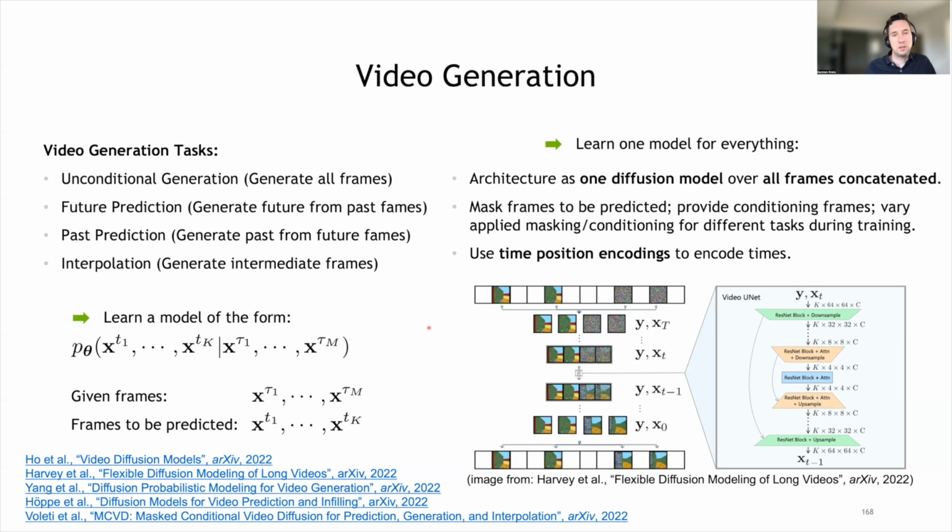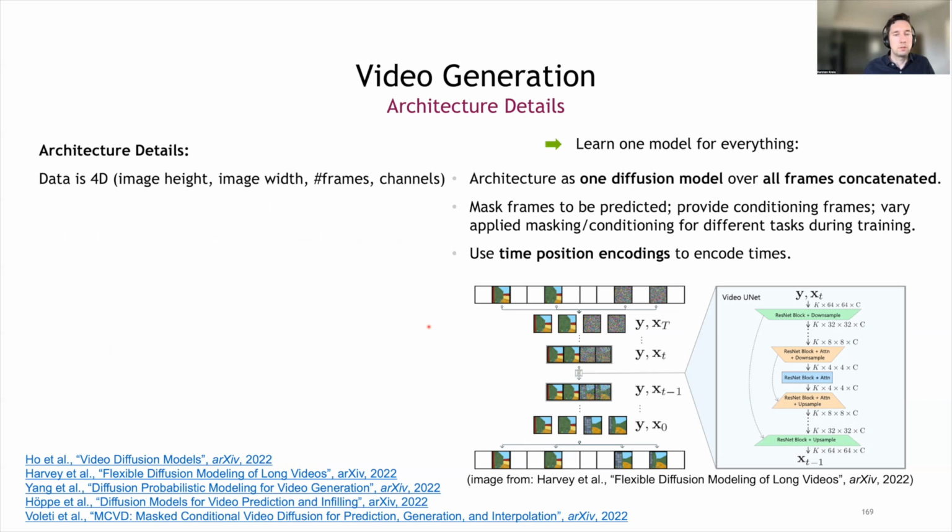In terms of architecture, these models are still using these U-Nets, which we already know from the image-based diffusion models. But there's now a small detail. Of course, our data is now higher dimensional, because in addition to the height and width dimensions, as well as the channel dimension, we now also have the time dimension with the number of frames. So the data is essentially 4-dimensional.